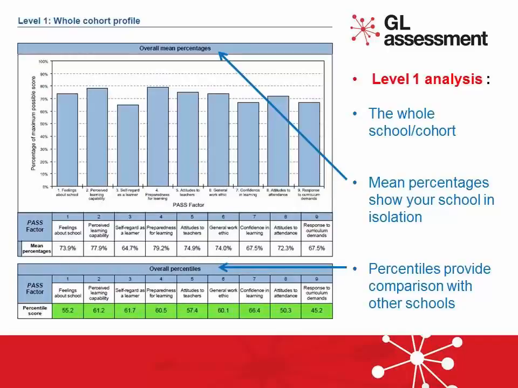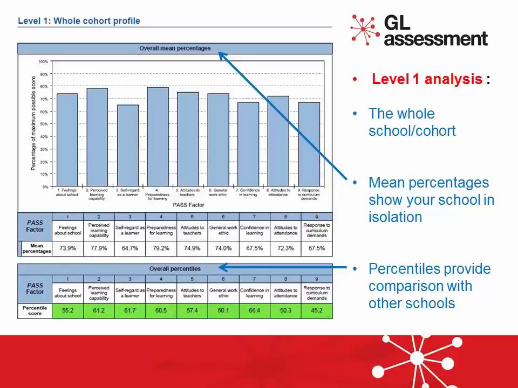Here is an example of a whole school or cohort report. It provides you with the average score across all the pupils assessed. The blue bars and the corresponding numbers underneath are the mean percentages. These scores are unique to your school and do not make any comparison with any other school. Underneath these are a row of scores in coloured boxes, and these are percentile scores. These scores give you a comparison to show how your school compares with other schools nationally.